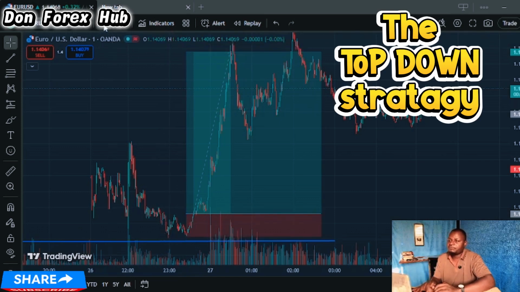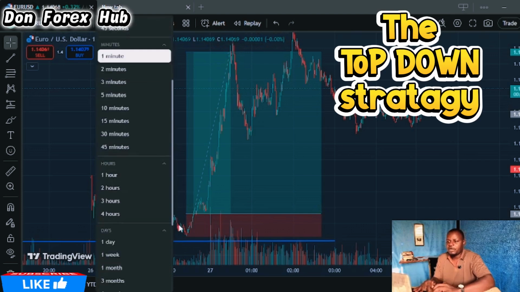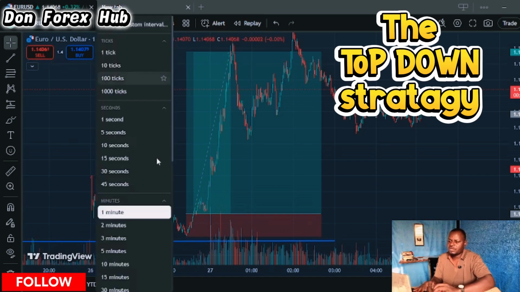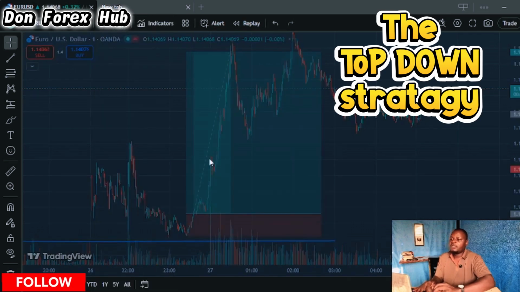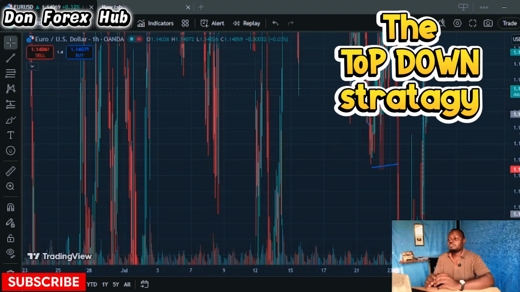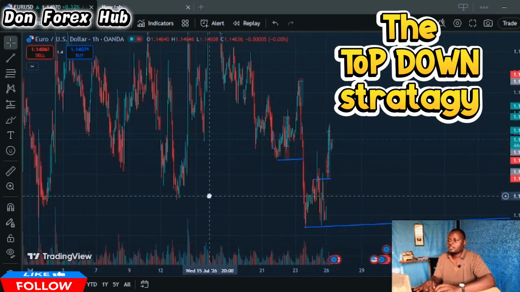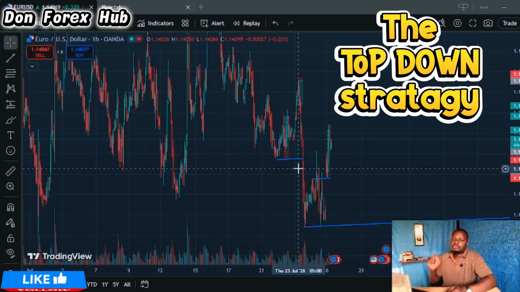So let us first go to the bigger time frame. Let us go to 1 hour. I always use 1 hour because I'm a scalper. Just use the 1 hour time frame here. Now, the question is, why do we go to the bigger time frame? There are two things. One, the bigger time frame helps us to know the trend. Never trade against the trend. So we trade following the trend.